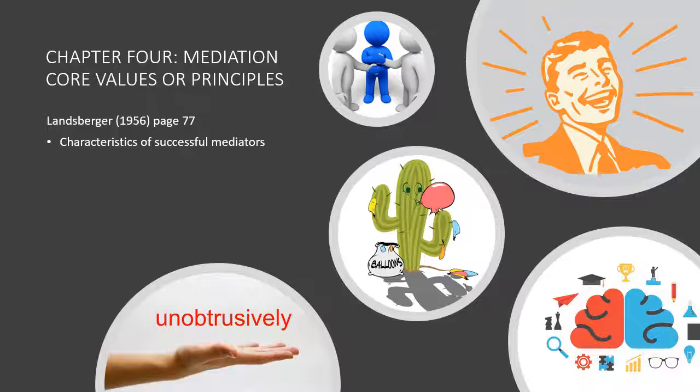The 5 characteristics listed in the textbook by Landsberger were being unobtrusive, being knowledgeable, having an appropriate sense of humor in those situations, having the ability to have a sense with the arguing parties, and a lot of persistence and patience during the negotiation process.